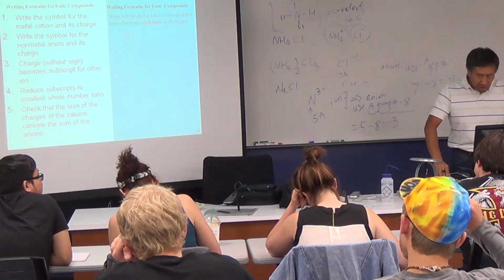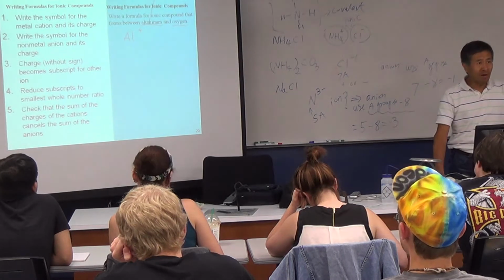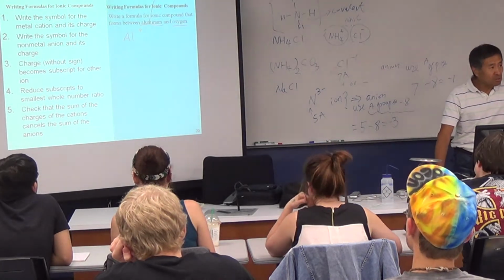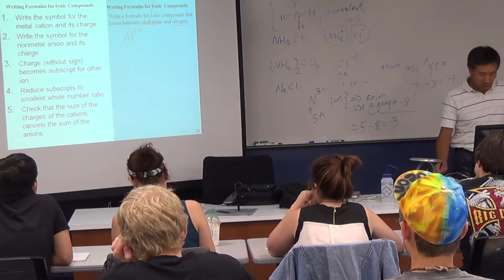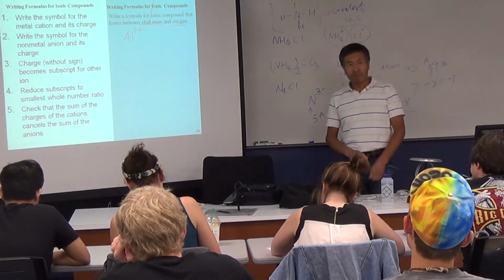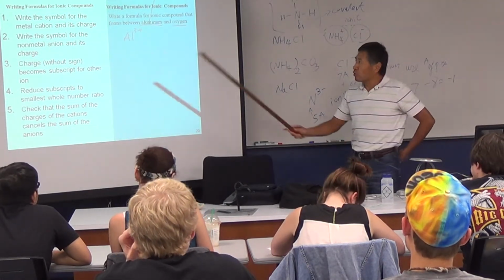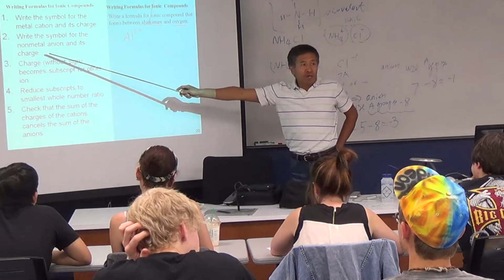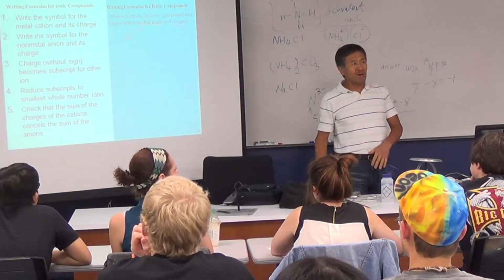If it is group 3A, so therefore we know this metal is a plus, and plus what? 3. Oh, 3. Very good. So therefore you have this one written first, right? And then you write the second step, which means you write the symbol for the non-metal anion. Okay? In general, you will just write the anion.